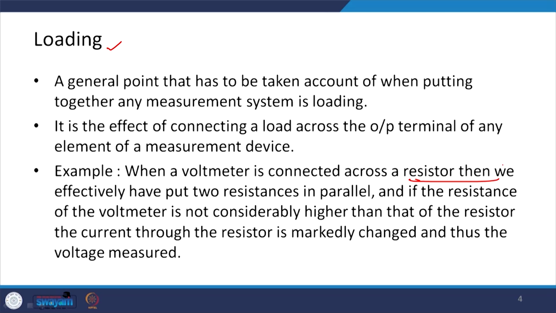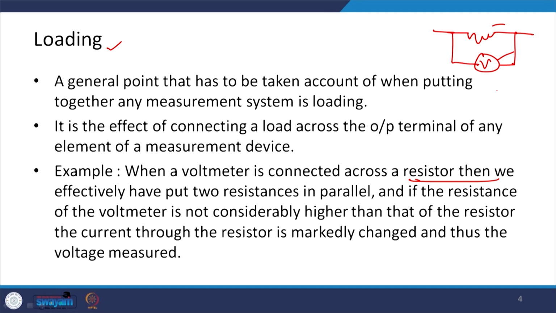A very common example which many of you may be aware of is that of a voltmeter. When a voltmeter is connected across a resistor, we effectively have put two resistors in parallel. If the resistance of the voltmeter is not considerably higher than that of the resistor, the current through the resistor is markedly changed, and thus the voltage measurement changes.